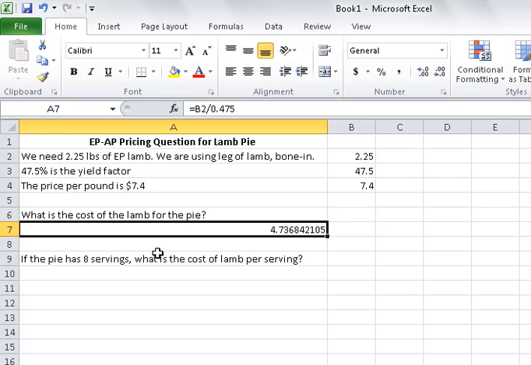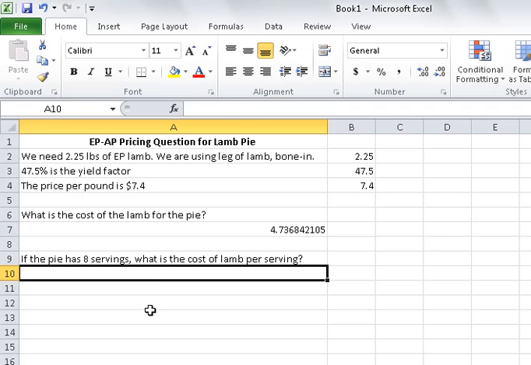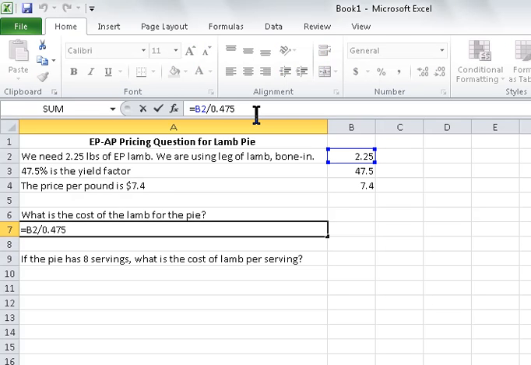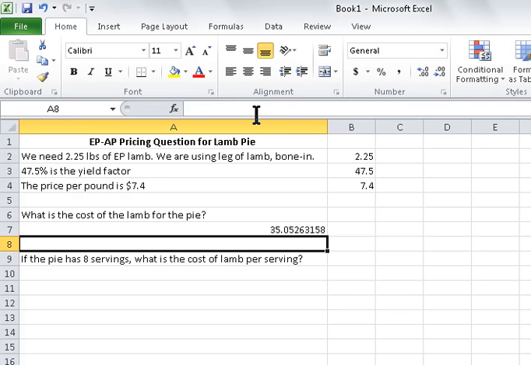All right. Now that lamb costs $7.40 a pound. So let's see how much the cost of the lamb is going to be for the entire pie. We multiply $7.40 times the 4.74 pounds. And what does that give us for a cost for the lamb for the pie? $35.07 or 8 cents right in there.